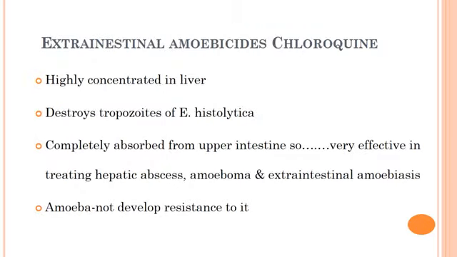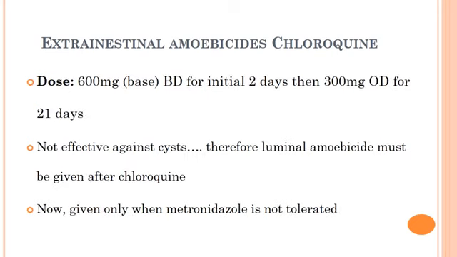Now, drugs for extraintestinal amoebiasis only, that is chloroquine. Chloroquine is highly concentrated in the liver. It destroys trophozoites of E. histolytica, completely absorbed from the upper intestine, so it is very effective in treating hepatic abscess, amoeboma, and extraintestinal amoebiasis. Amoeba do not develop resistance to it. Dose: 600 mg base BD for the initial 2 days, then 300 mg OD for 21 days. It is not effective against cysts, therefore a luminal amoebicide must be given after chloroquine therapy. Now given only when metronidazole is not tolerated.